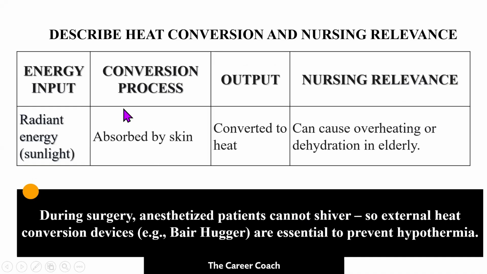Radiant energy. Conversion process is via absorption by the skin. Output is converted to heat. It can cause overheating or dehydration in the elderly. Take note of this point. During surgery, anesthetized patients cannot shiver. So external heat conversion devices such as the Bair Hugger are used. They are essential to prevent hypothermia.